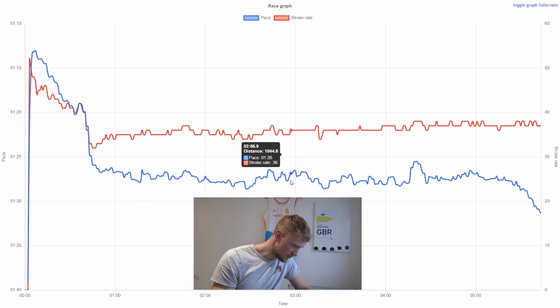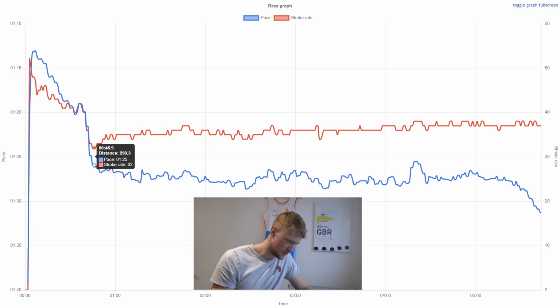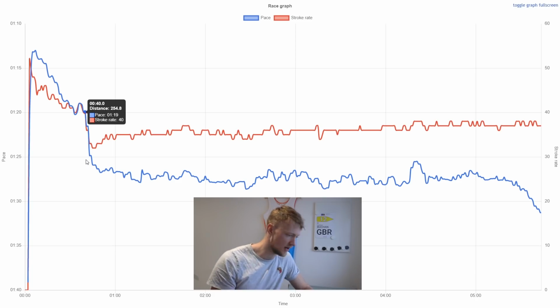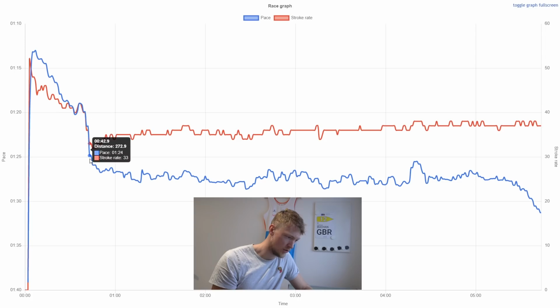So around here, there's a shift down in gears. It looks like he's in second or third gear, and then all of a sudden, according to this, at exactly 40 seconds, the next stroke, he drops off from a 19, 21, 24, and then settles on a 25, 26.